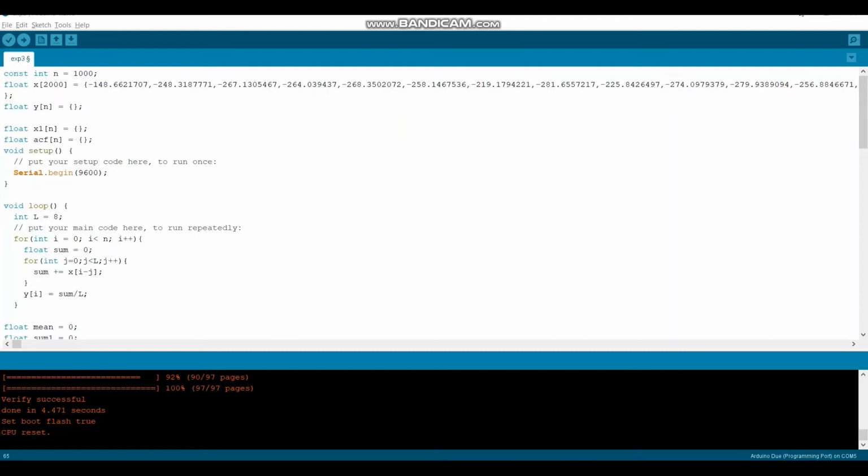Hello everyone, this is Piyush Raut from the Electrical Engineering Department and this is DSP Lab experiment number 3. In this experiment, we are going to use the autocorrelation function to find out the pulse rate of the given PPG signal.